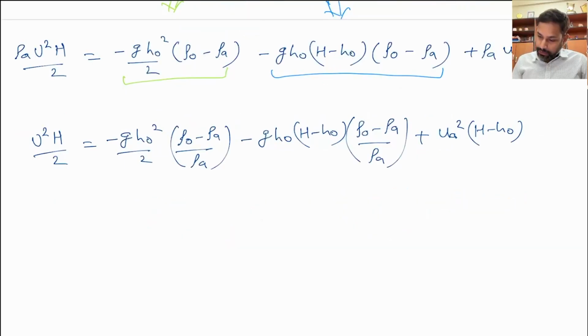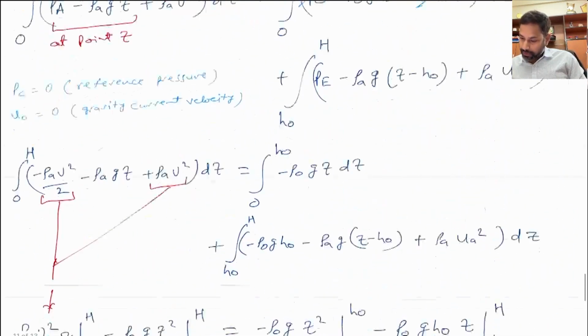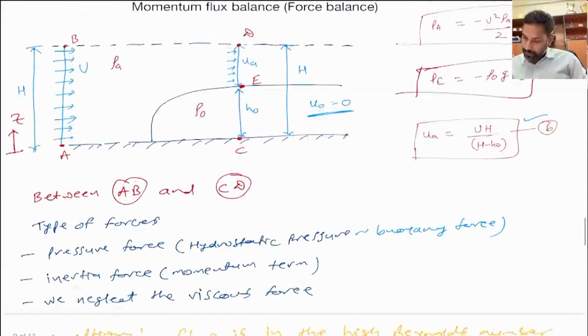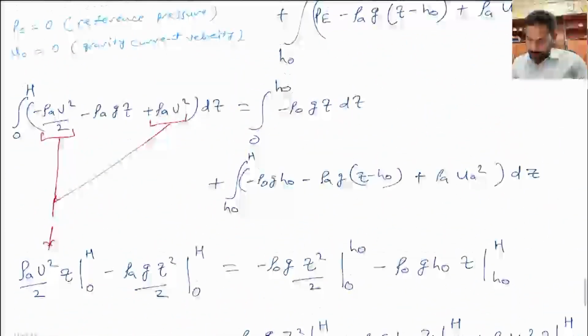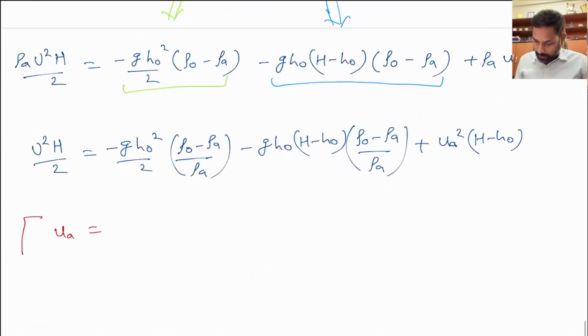Okay, and now a few things we need to note here. We know that UA is equal to this particular term that's coming from the mass balance, that is UH over (H minus H naught). That is UA.